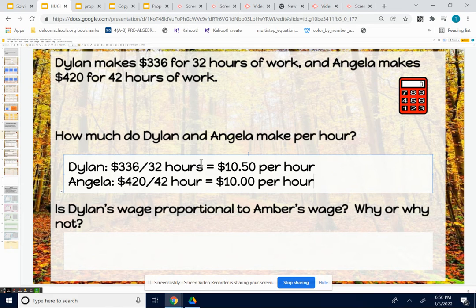So you want to know, is Dylan's wage proportional to Angela's wage? You want to think about that. Another way to think of proportional is, is it fair? Is it fair that Dylan's getting $10.50 per hour and Angela's making $10 per hour? So it's not proportional.